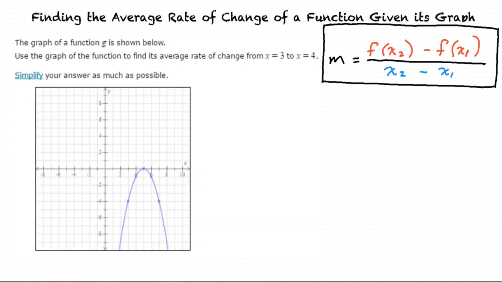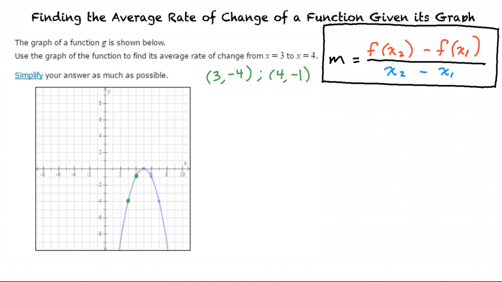The graph of a function g is shown below. Use the graph of the function to find its average rate of change from x equals 3 to x equals 4. Simplify your answer as much as possible. So we need to find the average rate of change between x equals 3 and x equals 4. So the points 3, negative 4 and 4, negative 1.